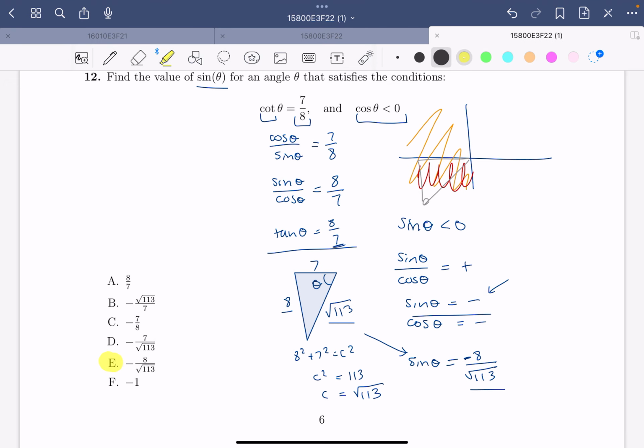So that is E. Again, if you look at this diagram right here, you can see that the 8 is negative and the 7 is also negative because basically where it would land on the unit circle is in the third quadrant, which means both coordinates are negative.